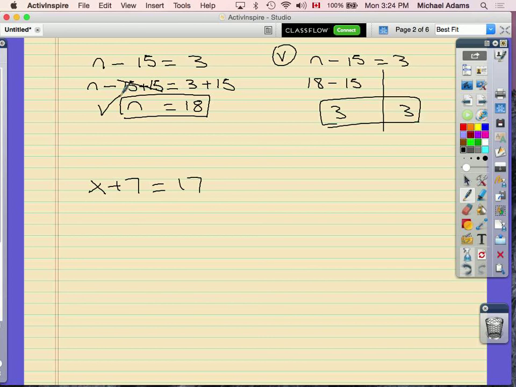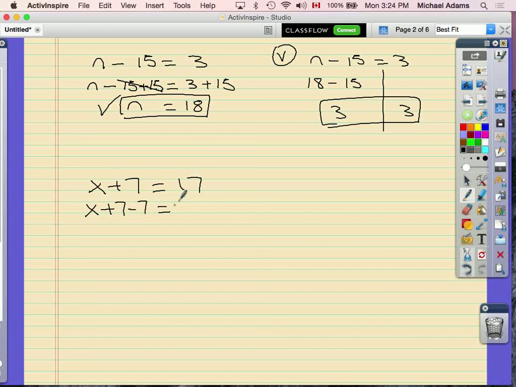So I have x plus 7 is equal to 17. Okay, so this is probably something you could do in your head, and if we can't do it in our heads, or we don't want to, or the teacher says, no, you have to show the work, like I asked for, now we're going to do it algebraically. So if I have a plus 7 here, and that's being added to x, what's the opposite of a plus 7? So the opposite of a plus 7 is a minus 7.